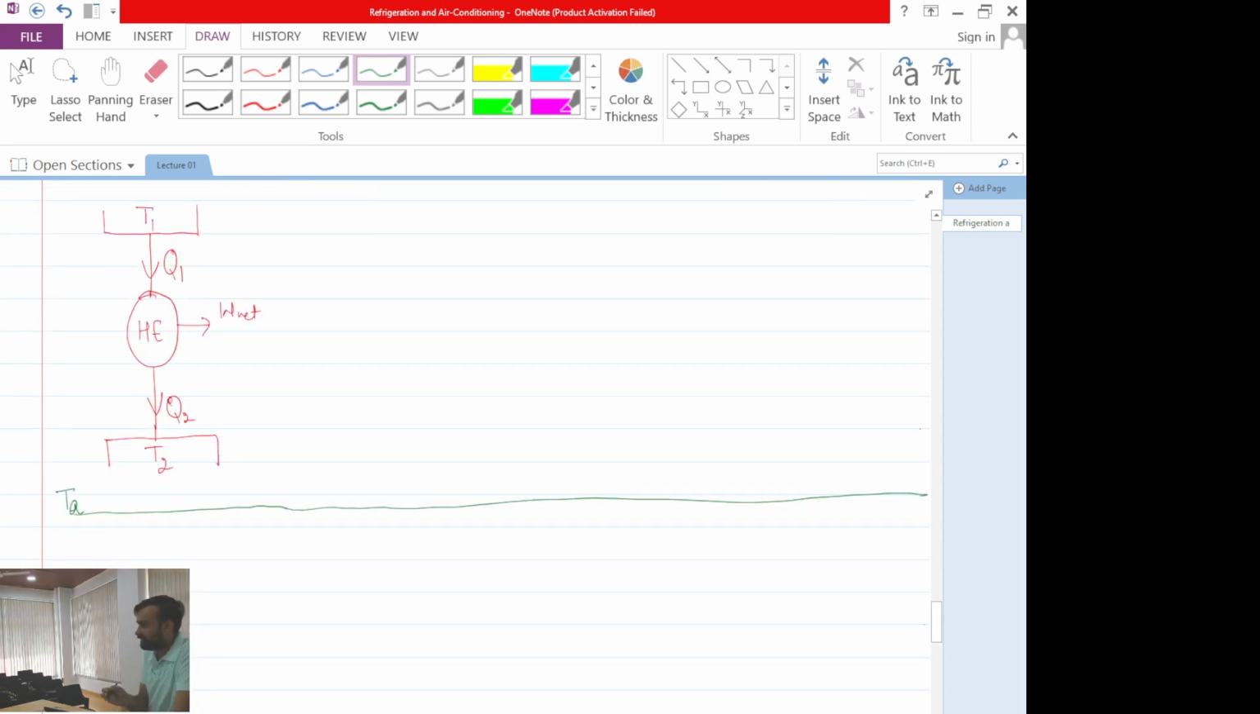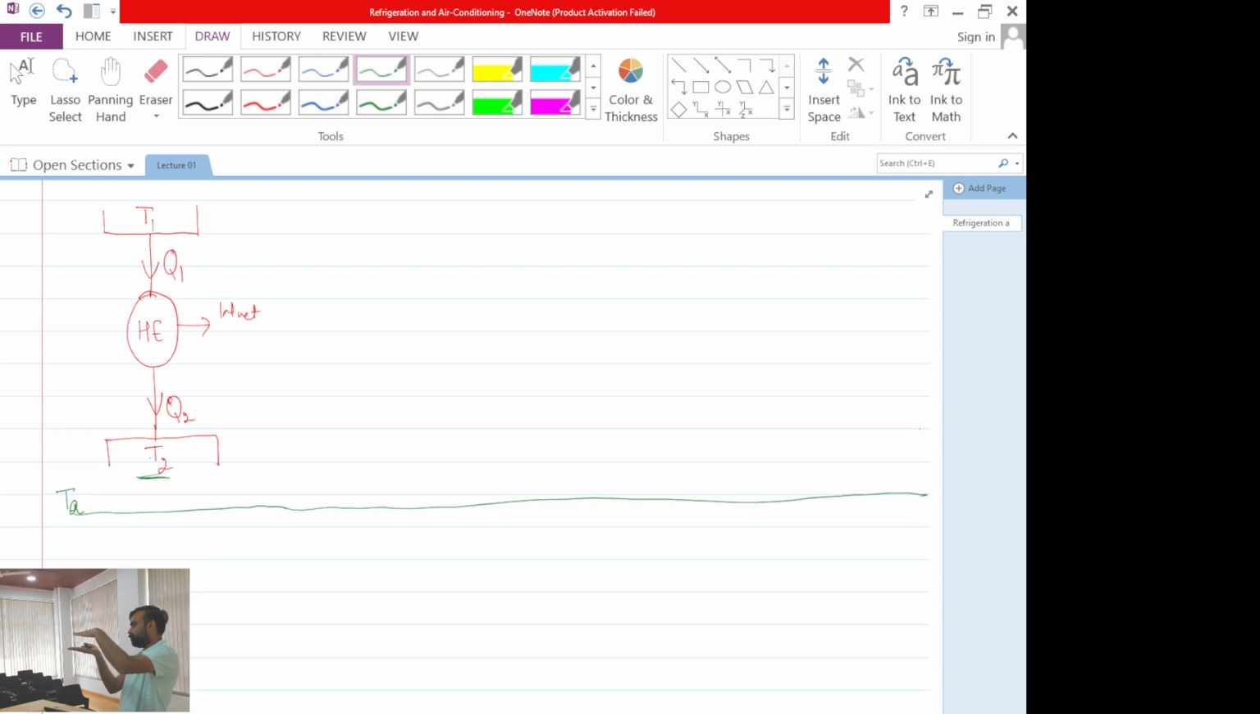So right now you can see that I was having any cycle which was receiving Q1 amount of heat from temperature T1, doing W net amount of work and rejecting Q2 amount of heat to another thermal reservoir which is at temperature T2. Normally for a heat engine, the heat rejection is done to the environment. Okay. So if I have to transfer heat to the environment in a finite amount of time, what should happen?